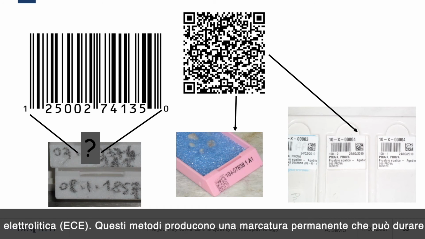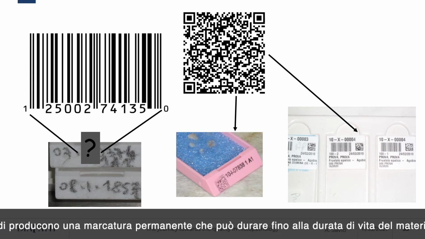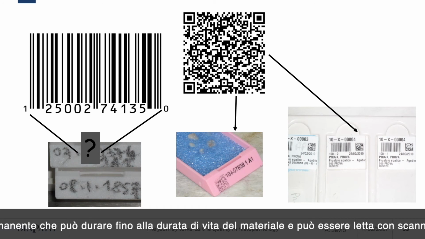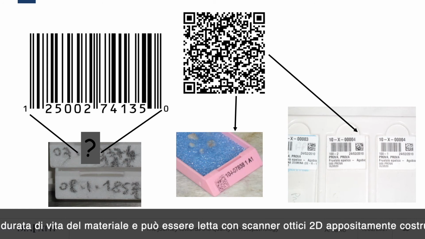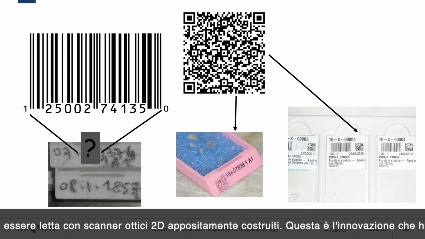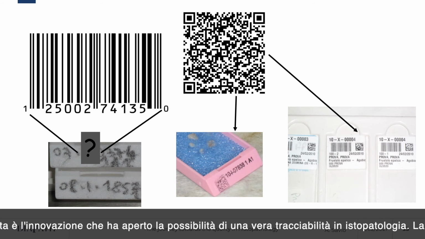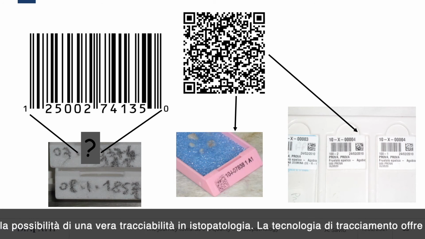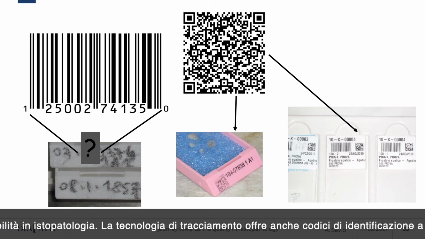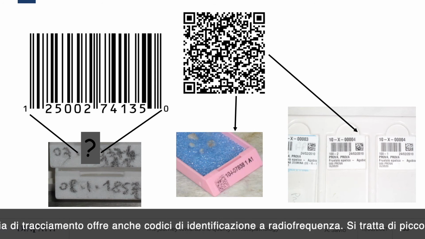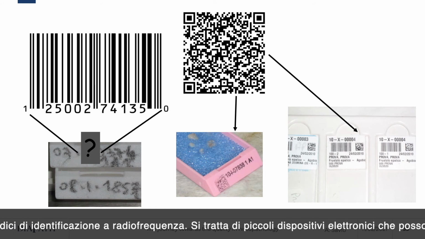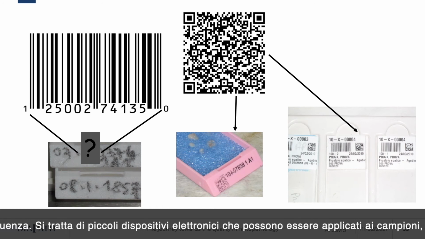These methods give a permanent mark which can last up to the lifetime of the component and can be read using purpose-built 2D optical scanners. This is the innovation that has opened up the possibility for a real tracking in histopathology. The tracking technology also offers radio frequency identification tags.